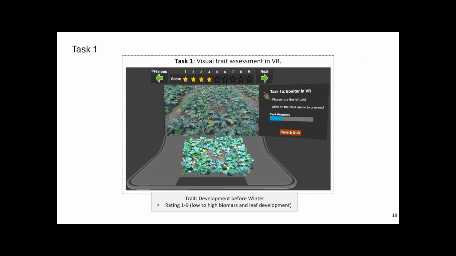In the first task, users viewed one plot at a time, and they were asked to evaluate the trait development before winter. This trait refers to the biomass development of plants before the onset of winter and is rated on a scale from 1 to 9.